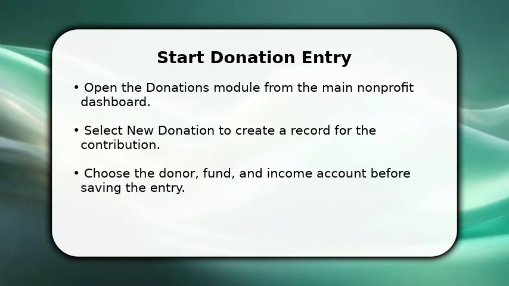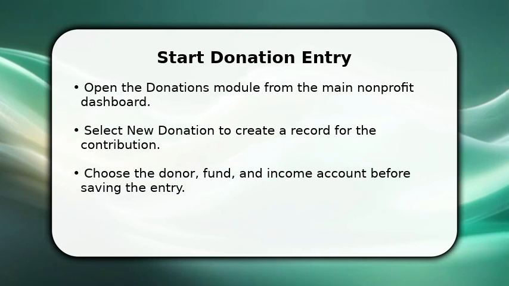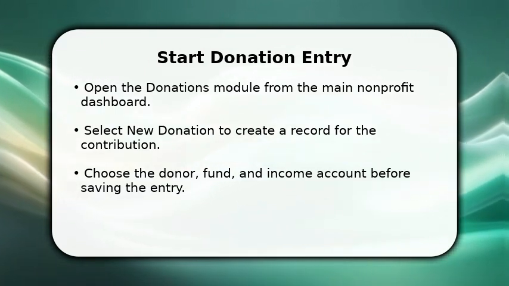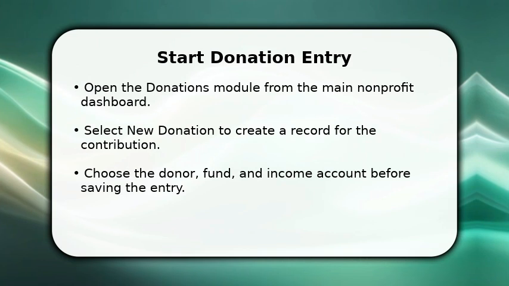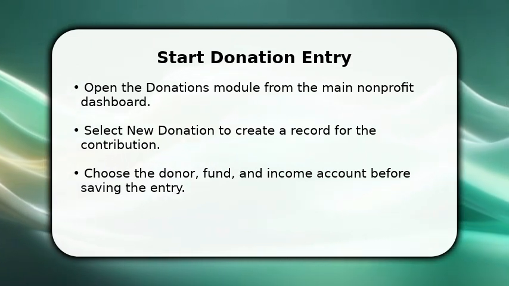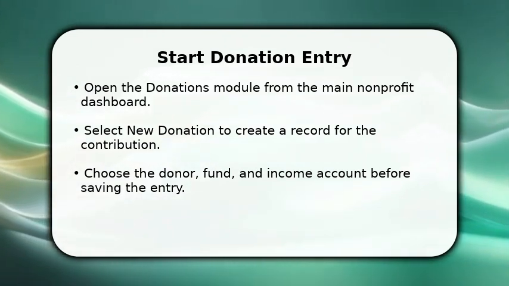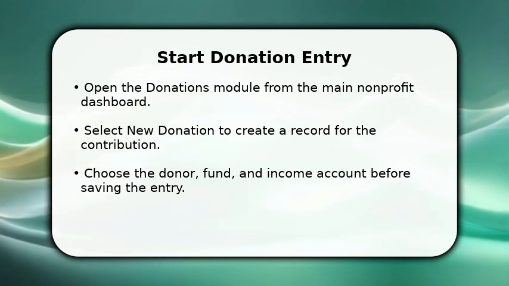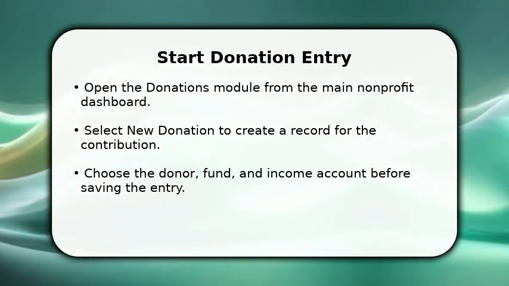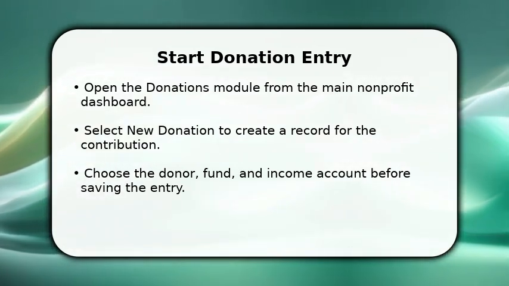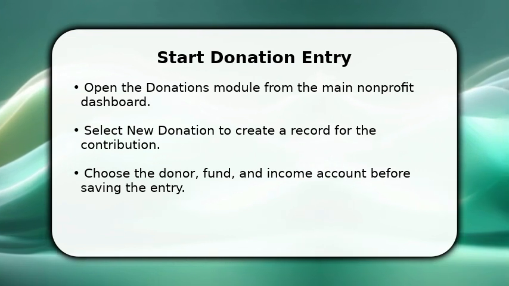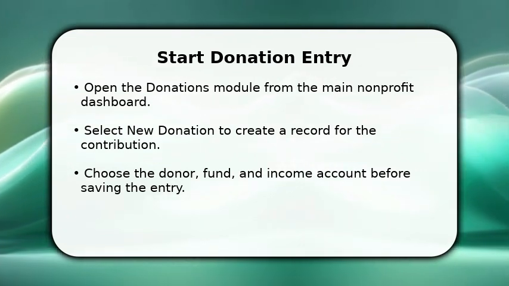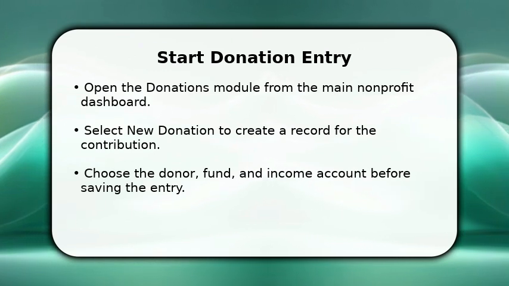In this video, I will explain how to enter donations in QuickBooks Nonprofit Easy Guide. Open the Donations menu, then click New Donation to begin. Choose the donor from your list. Assign the correct fund and income account. Enter the payment method and date. Add a memo if needed. Review the amounts. Attach any receipt files. And click Save to record the contribution in your nonprofit ledger.